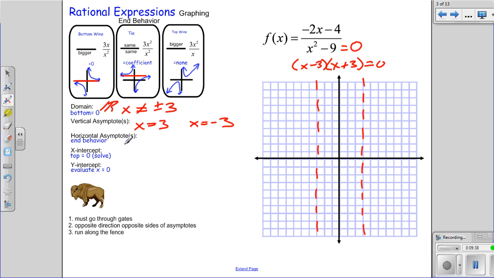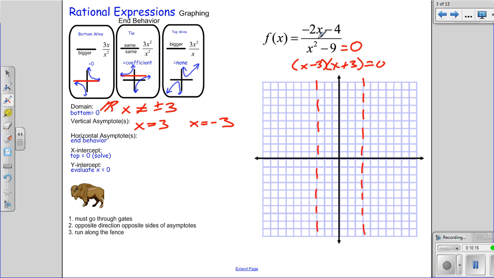Now horizontal asymptotes, that's end behavior. So this is the game. If the bottom is bigger, notice here, x squared is bigger than x, don't look at the coefficients, then it goes to 0, and it looks like that. If it's a tie, looking at the degrees, x squared and x squared, then you look at the coefficients, 3 over 1, so then the horizontal as it approaches infinity to the right and left, it will approach 3. Then if the top wins, for instance, x squared is bigger than x by degree, then it doesn't have a horizontal slope and it just carries off into space, both in opposite directions in this case here.